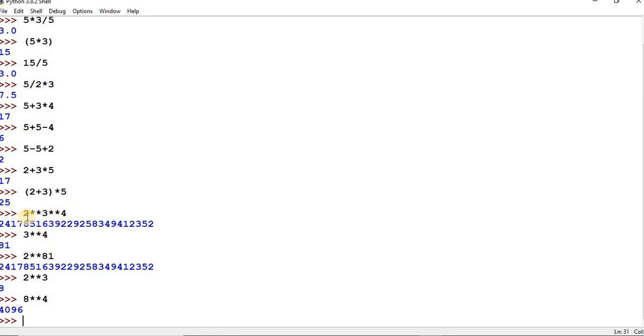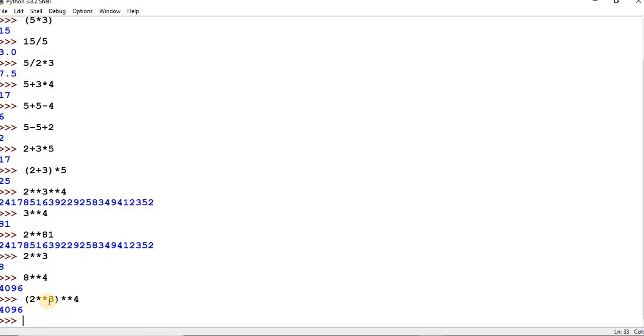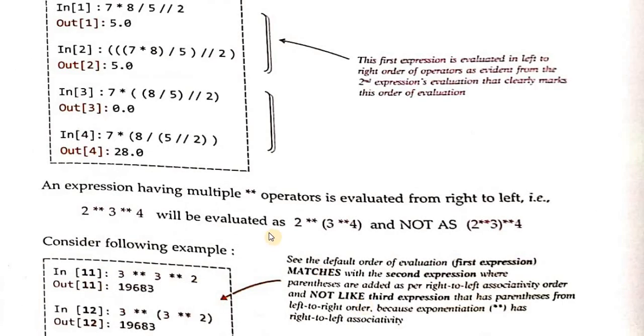And if you want to evaluate from left to right, just place the brackets, because you want to execute this part of the expression first. Look at here, I have placed the braces in this expression, so this part will evaluate first and then the result will be raised to 4, and you will get 4096. So this is called operator associativity.